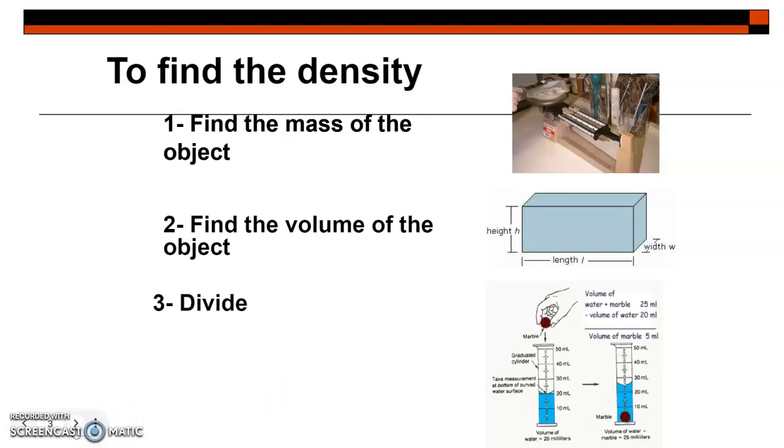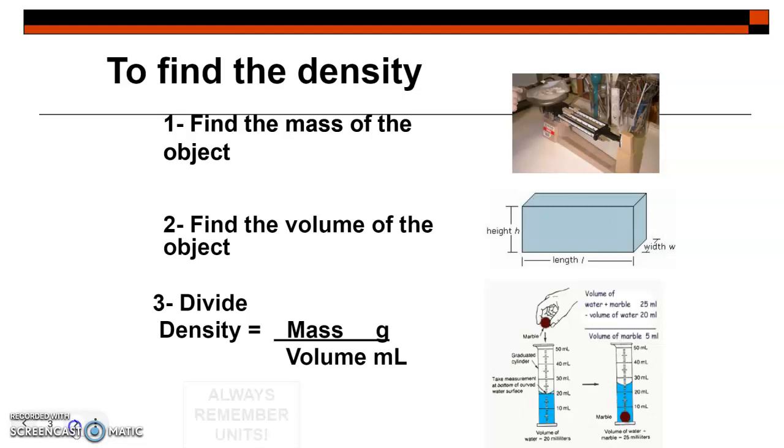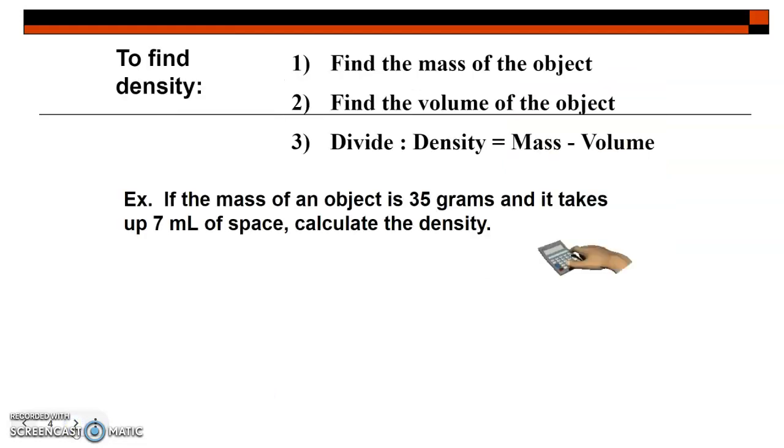Then once you have your mass and your volume, you can just divide. So remember, the density of an object is equal to the mass in grams divided by the volume in milliliters. Also, you can see it as centimeters cubed as well. So you'll see these units as either grams per mils or grams per centimeters cubed. And we always want to remember our units. Okay, so let's do an example.